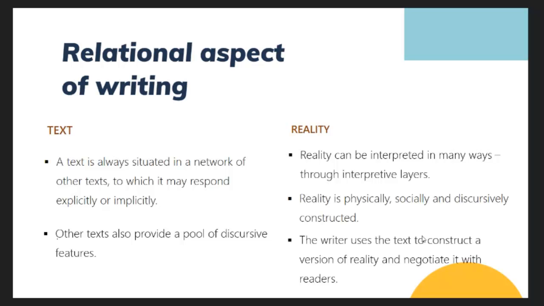And because different people will have different ways of conceiving and relating to reality, it is the responsibility of the writer to first construct a version of his reality and then negotiate with the readers. So we can see that the process of writing is quite complex because we have to consider the four elements. To overcome this complexity, writers have to rely on some strategies.